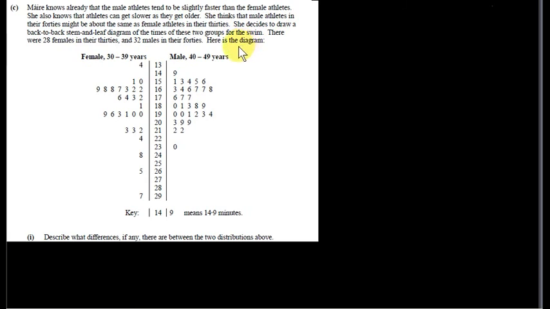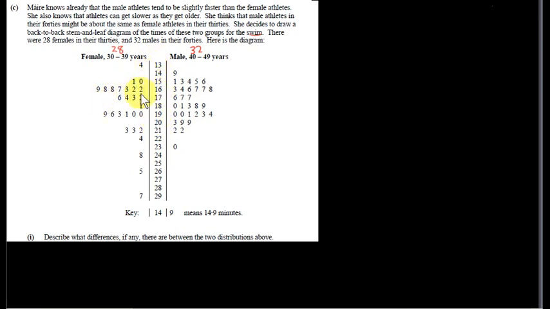Here's the diagram. On the right here we have all the males. Well, we have actually got 32 males, and these are the times. So for example, 14.9 here means that we have a male athlete aged between 40 and 49 who took 14.9 minutes for the swim. This value here is the time for a male athlete. It is 18.8 minutes for a swim. So the times are increasing as we go down and across. For the females, the times are increasing as we go down and go to the left.